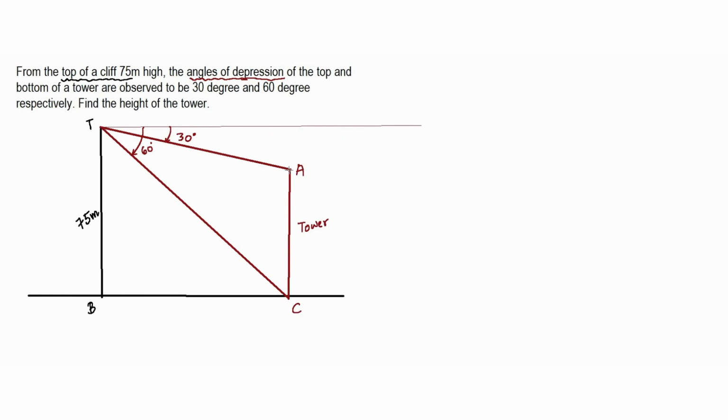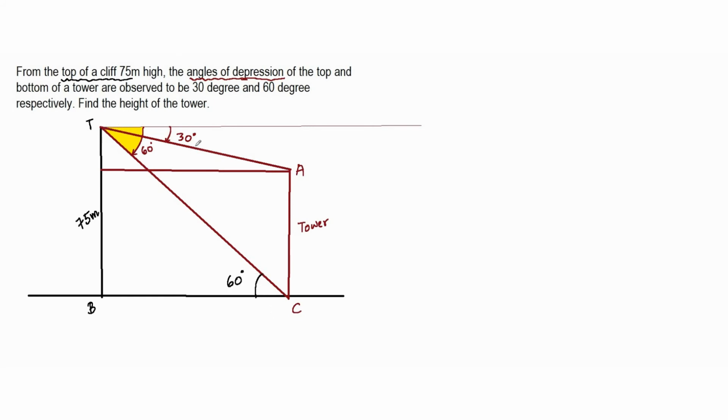Okay, so now what I can do is draw a line from A, which is horizontal to the ground, and I can convert these angles of depression into angles of elevation. What I mean by that is, this particular angle, the 60 degree angle, is actually equal to the angle BCT, because these are alternate interior angles, right? So this angle is also going to be 60 degrees.